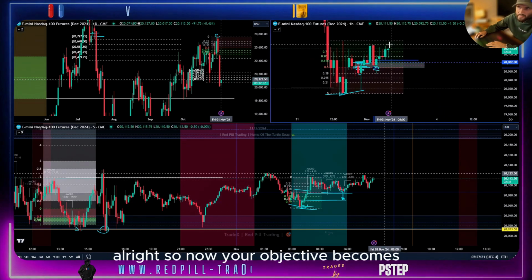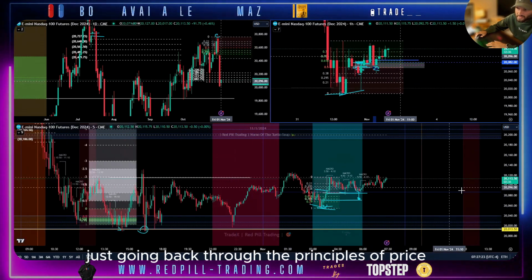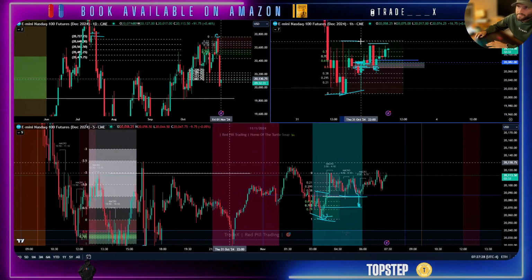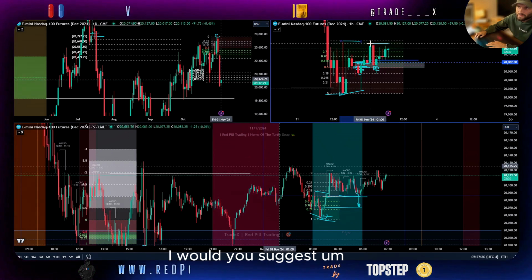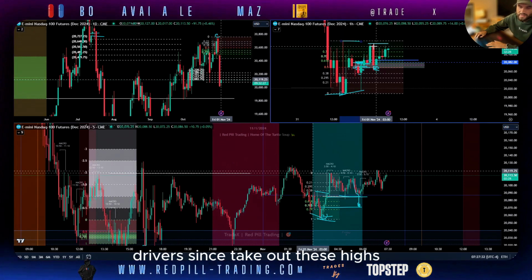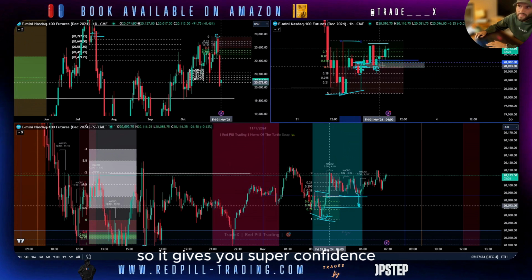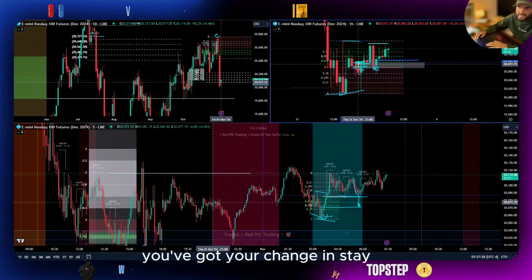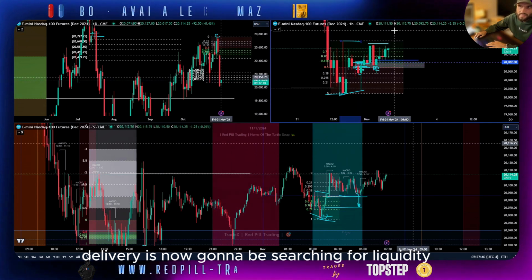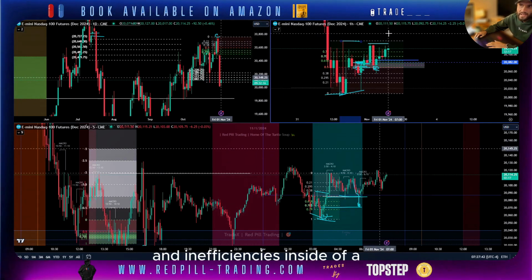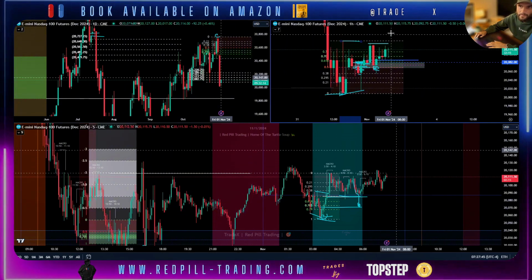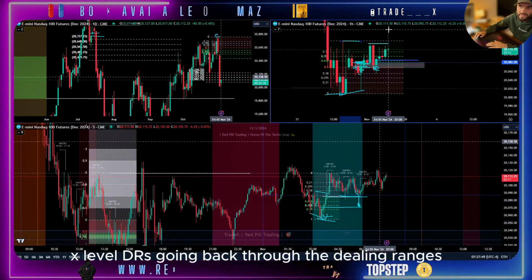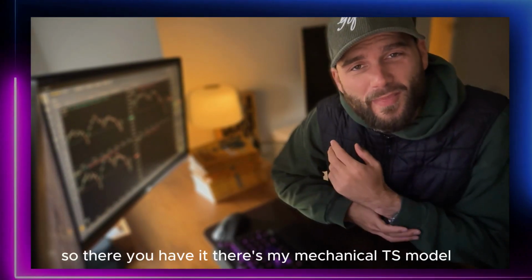All right, so now your objective becomes just going back through the principles of price. Price is now searching for liquidity, which would suggest it drives us into taking out these highs. So it gives you super confidence in terms of what price is more likely to be doing. You've got your change in state of delivery. It's now going to be searching for liquidity and inefficiencies inside of a high time frame DR, X level DRs, going back through the dealing ranges. So there you have it. There's my mechanical TS model.